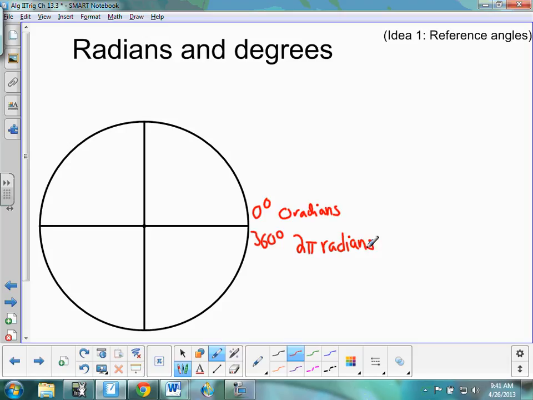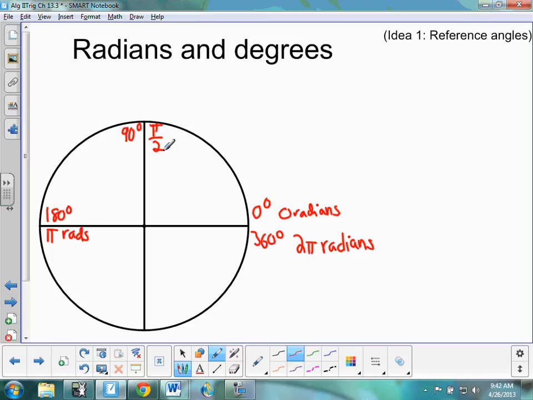So if I go halfway around the circle, that'd be 180 degrees. How many radians would that be? 1 pi. Half of 2 pi, so it's just 1 pi radians. Here's my 90 degrees. How many radians is that? Half a pi. We'll call it pi over 2. And you don't have to put the word radians if pi is in there. If you see a pi, you know you're talking about circles, you assume it's radians. If you have a decimal, like 1.8 or something, then you have to put radians at the end.